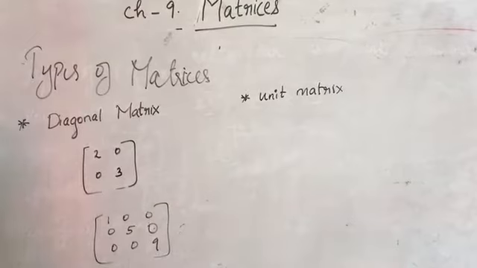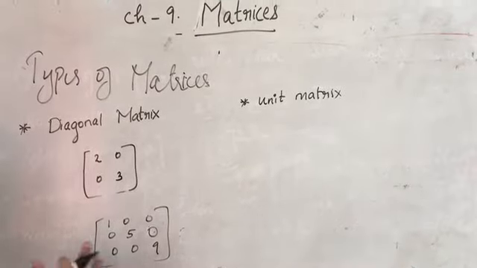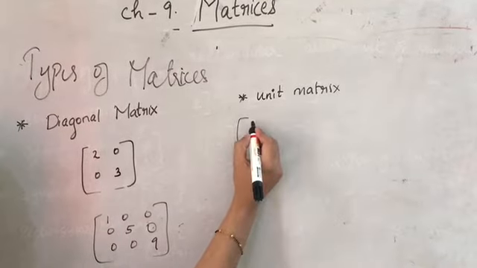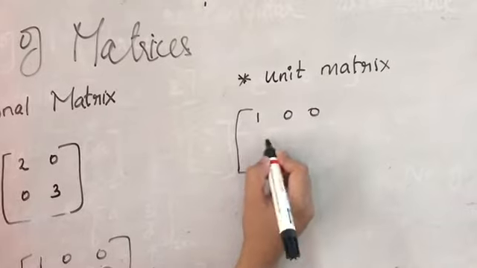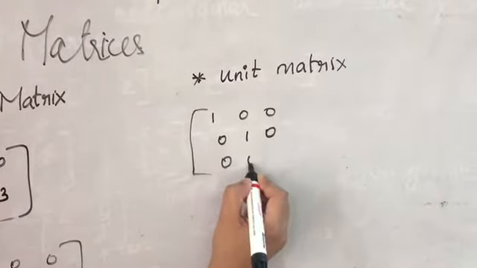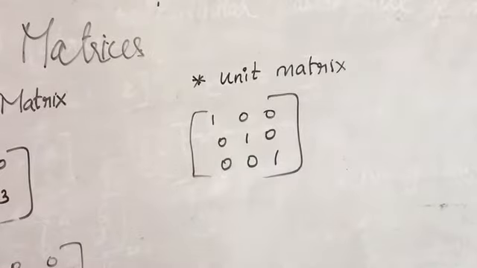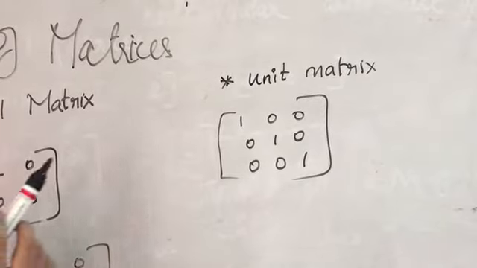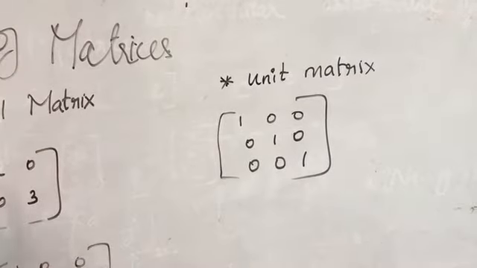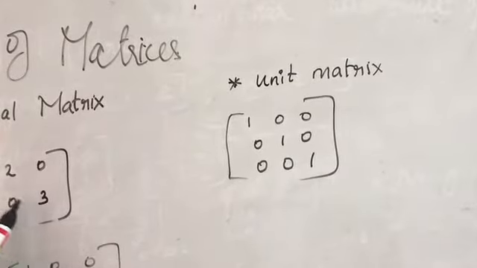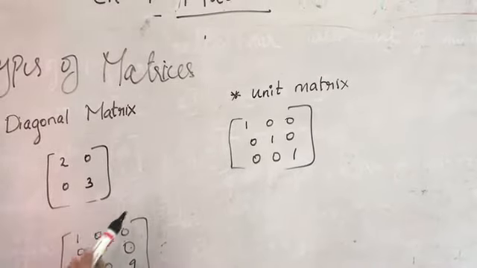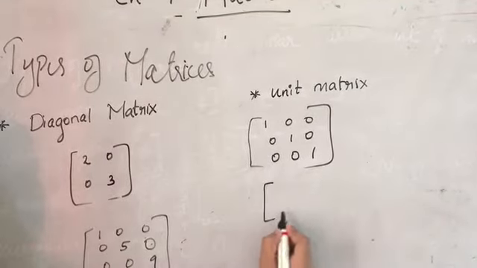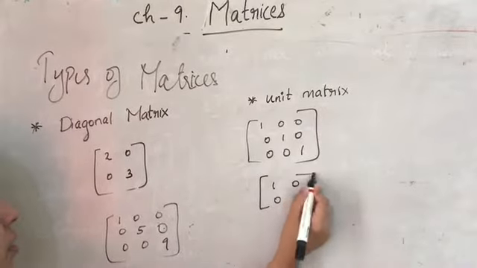Coming to the next one, unit matrix. What is a unit matrix? That is related to the diagonal matrix. But in a unit matrix, we will have only diagonal elements, but all the diagonal elements will be 1. So in the unit matrix, you will have only 0 and 1 in that matrix, and the diagonal element remains as 1. So the diagonal matrix and the unit matrix are related. In the diagonal matrix, the diagonal elements can be any number. In the unit matrix, only the diagonal elements will be there, and that remains as 1. These are the different types of unit matrix.